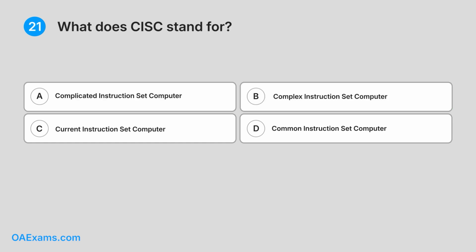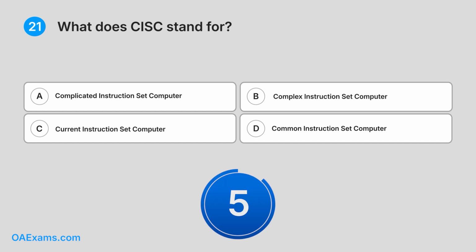21. What does CISC stand for? A. Complicated instruction set computer. B. Complex instruction set computer. C. Current instruction set computer. D. Common instruction set computer. Can you guess the answer?